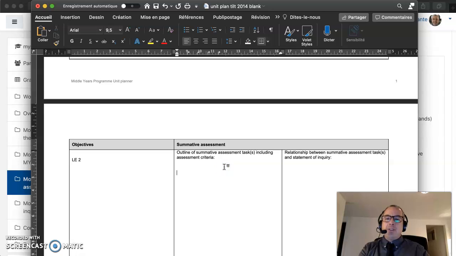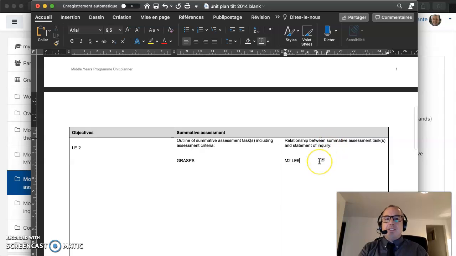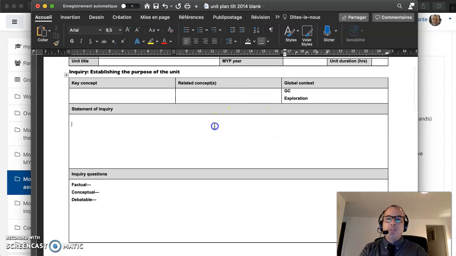That has been done. It was the GRASPS model that you have done in module 2. Then the relationship was in module 2, learning engagement 5, I think, or 4. 5, the relation between the summative task and the statement of inquiry. Yes, the statement of inquiry we've actually done.